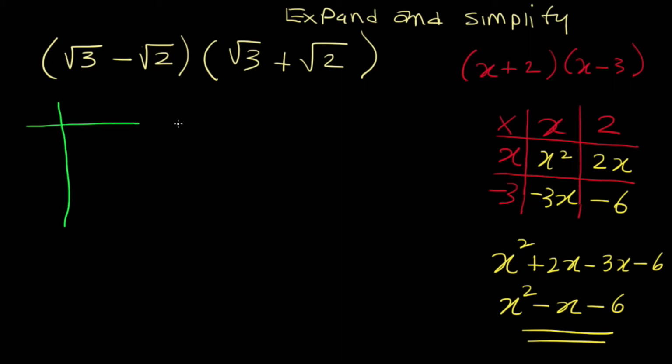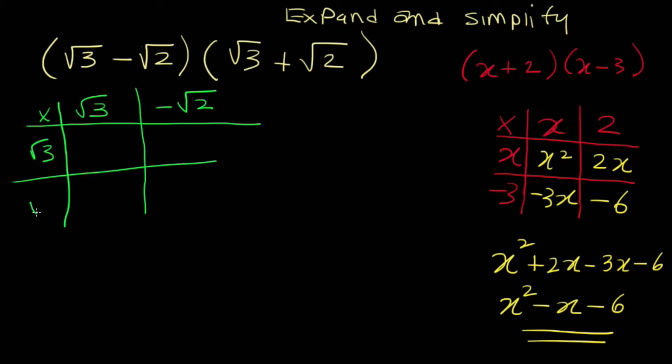Okay, I'm going to make the grid here. All right, so that's multiplied. What am I going to put here? Root 3. And what's next? Minus root 2. Good. And what am I multiplying these two root 3 values with? Root 3. Plus root 2. Well done. And then what do I put here? 3.